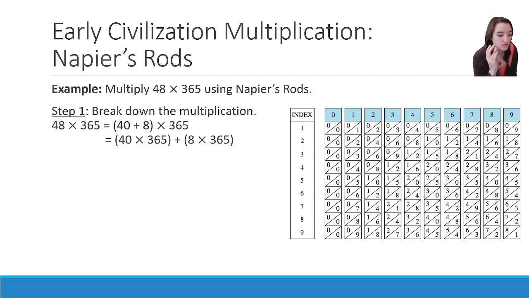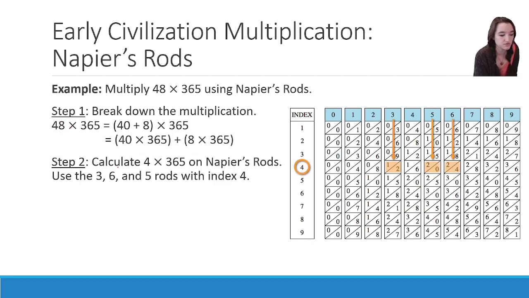Okay. So step 1 is we're going to break down that multiplication. So 48 times 365, we're going to break down the 48 into 40 plus 8. So in other words, what we really need to do is 40 times 365 and then 8 times 365 and add those together. Now, Napier's rods doesn't allow us to do 48 directly because 48 is not one of the indexes. Or indices, I should say, only go 1 through 9.